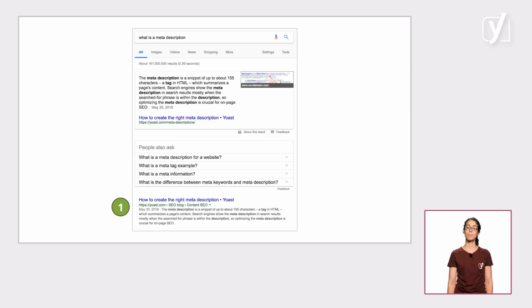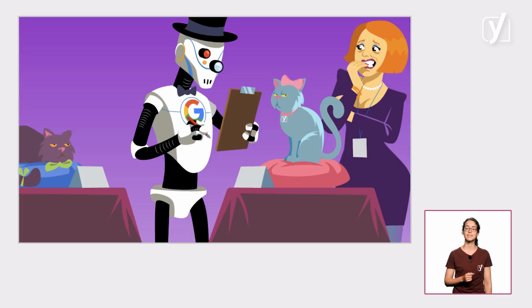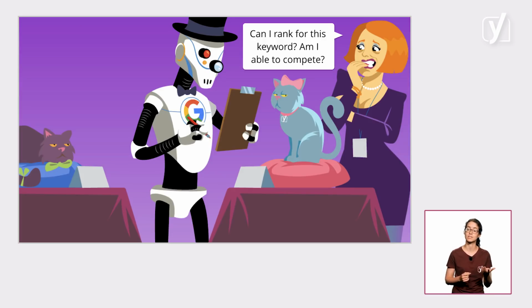We currently rank number 1 for the search query, "What is a meta description?" for example. But that hasn't happened overnight. It took a lot of work and a good strategy to get there. And by the way, it's not easy to stay on top for some of the terms we rank for either. But our hard work has paid off, and that's what you're going to have to do as well. Consider carefully, can I rank for this keyword? Am I able to compete?